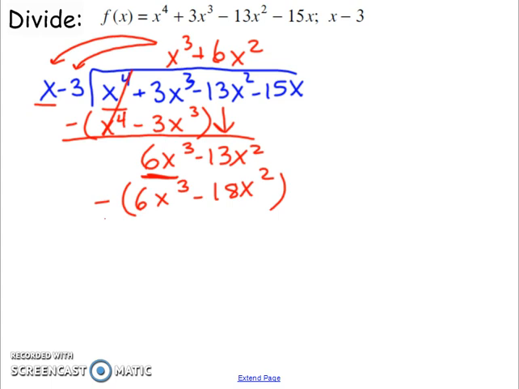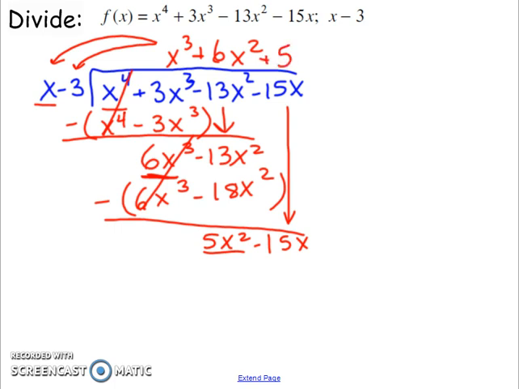And we're going to subtract. 6x cubes are gone. Negative 13x squared minus a negative 18x squared, so that becomes negative 13x squared plus 18x squared. So we get 5x squared. Bring down the next term. I have an x. I want a 5x squared. So plus 5x. That gives me 5x squared.